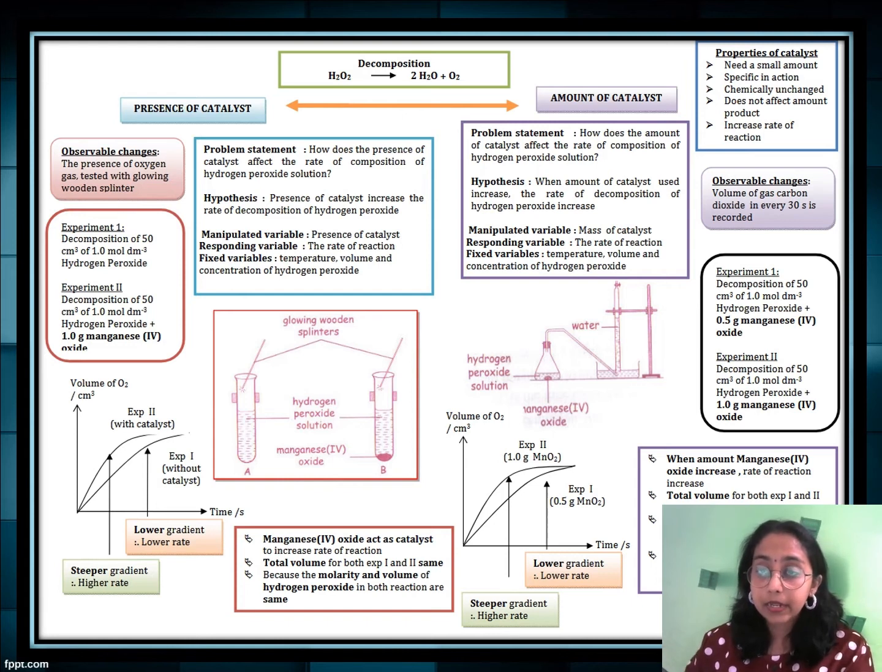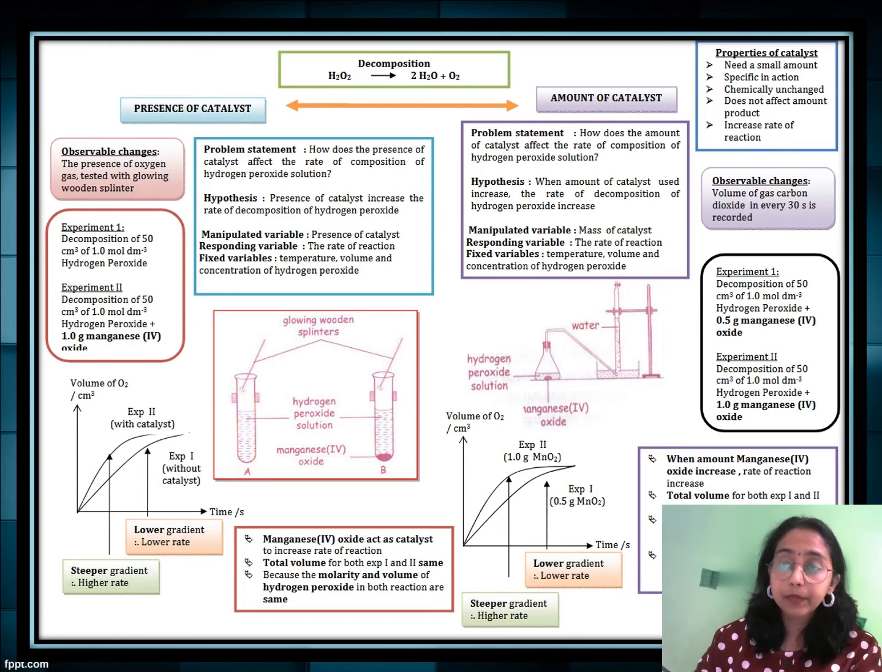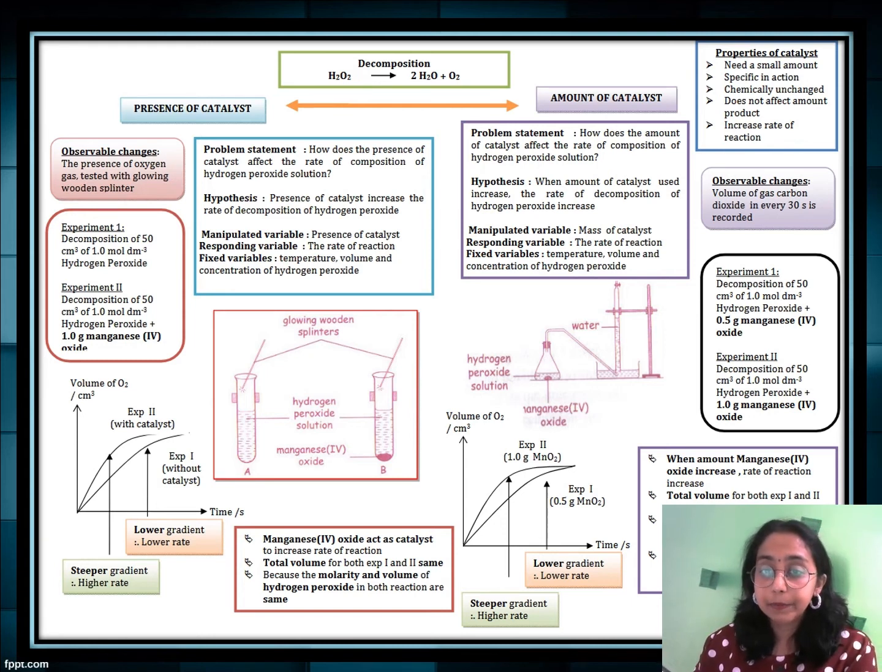Okay, and we are mentioning about decomposition of hydrogen peroxide. So the catalyst used will be manganese peroxide. Okay, if the reaction uses zinc and acid, so the catalyst will be copper 2 sulfate. So these are the names of the catalyst you have to use.